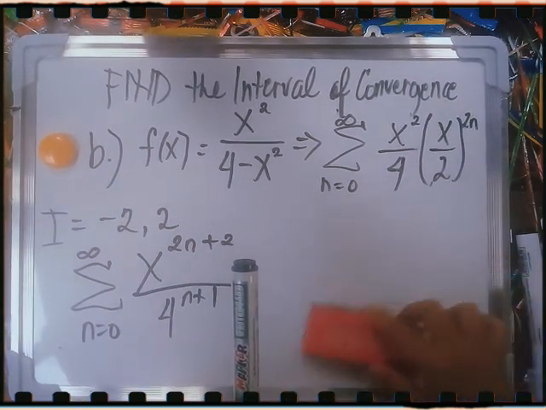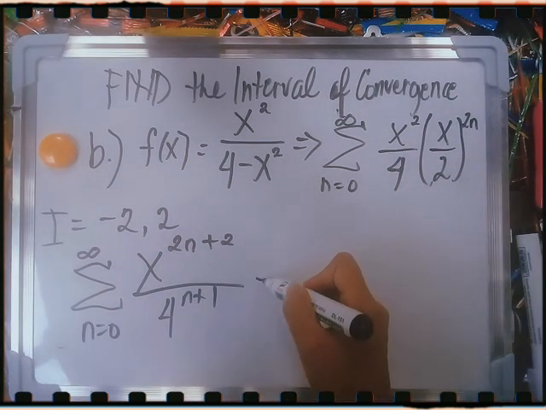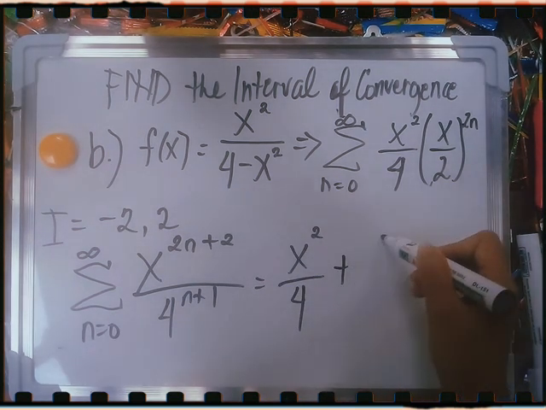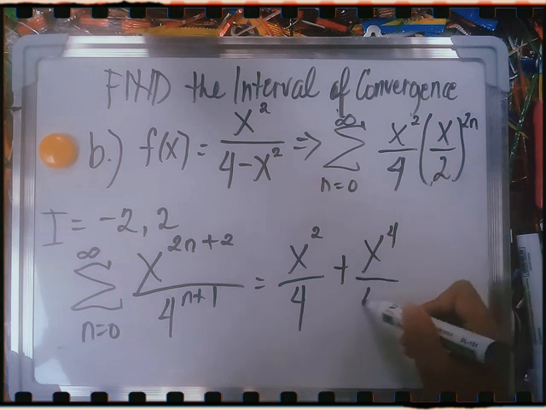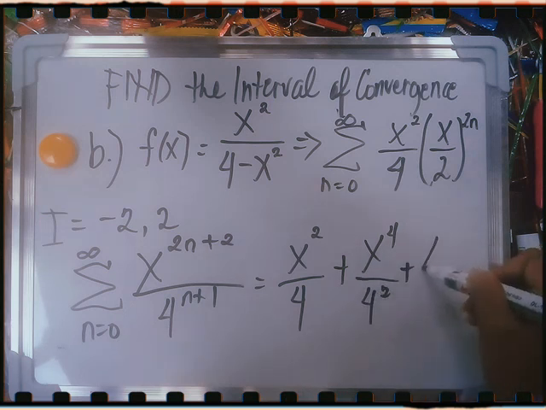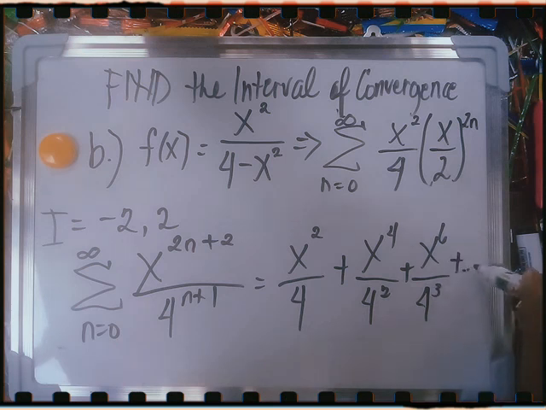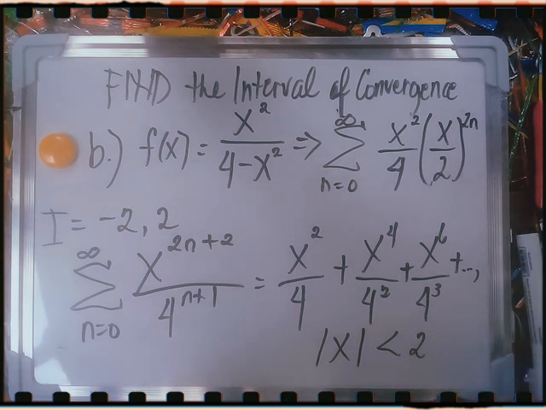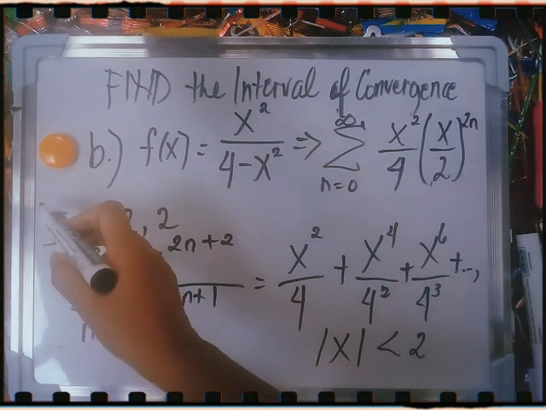So, sa series na ito, we have the values x squared over 4 plus x raised to 4 over 4 raised to 2 plus x raised to 6 over 4 raised to 3 plus and so on and so forth, in which yung values ng x natin is less than 2. So it will converge. These are the interval of convergence.